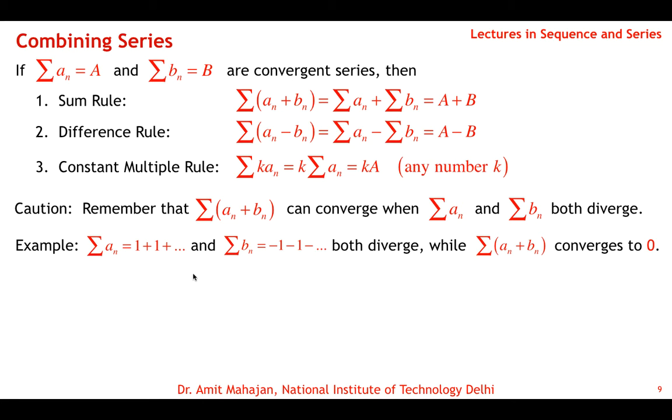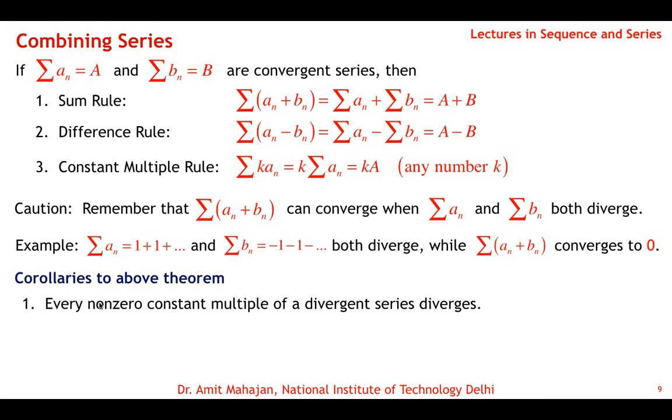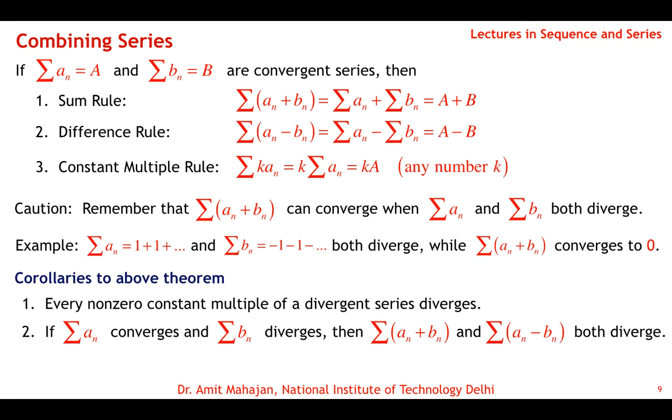Okay, and the above leads to two important results. Every non-zero constant multiple of a divergent series is divergent. So if you are given a divergent series and you multiply it by any non-zero constant, it must lead to a divergent series. And if one of the series converges and the other diverges, then their sum and difference are definitely going to diverge. So these are two important results.